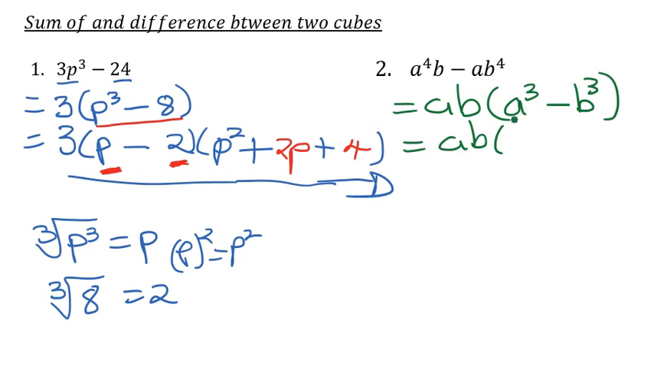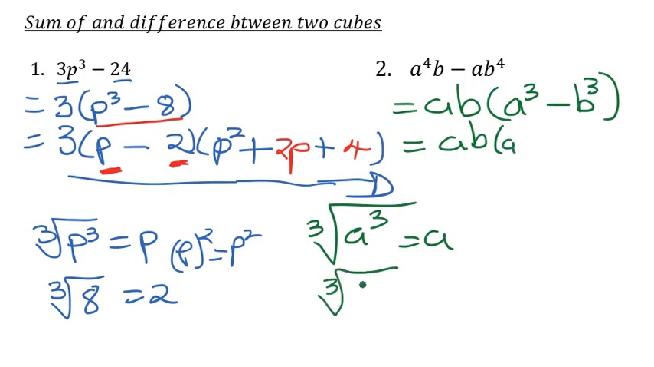To get the first term here, we apply the cube root on a cubed, and the answer that we get is a, so we write a. We apply the cube root again on b cubed, and the answer that we get is b. We go there and write b. About the sign, I told you that if there's negative, we must also have negative there.